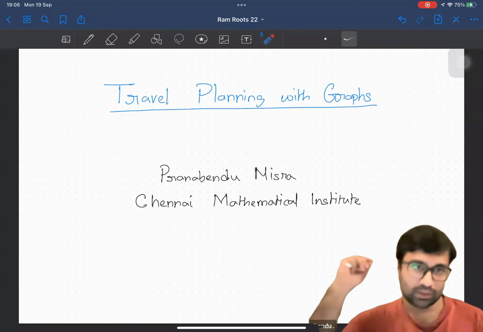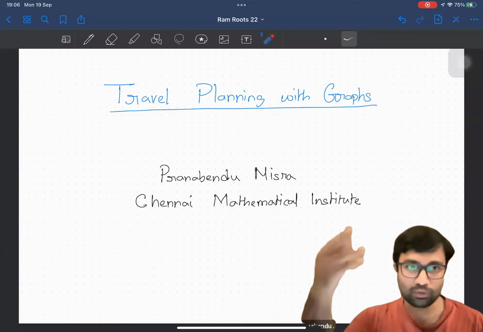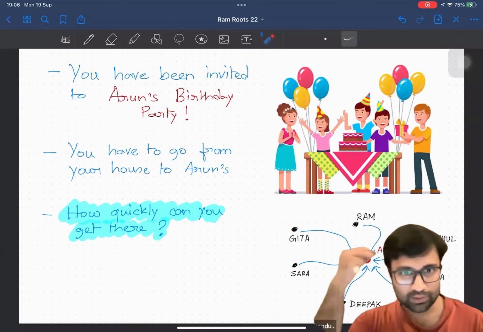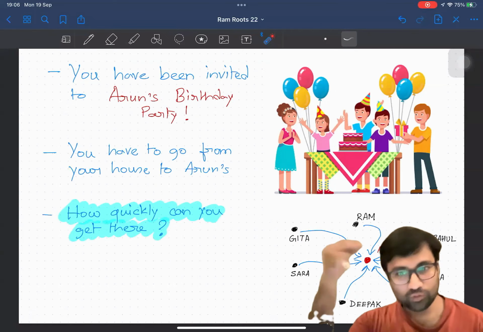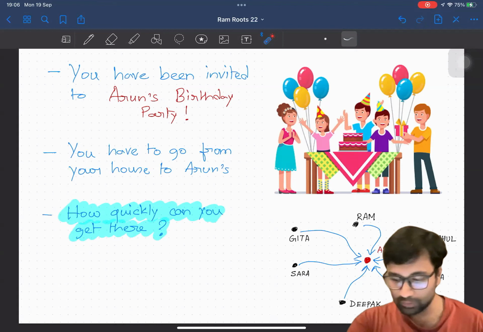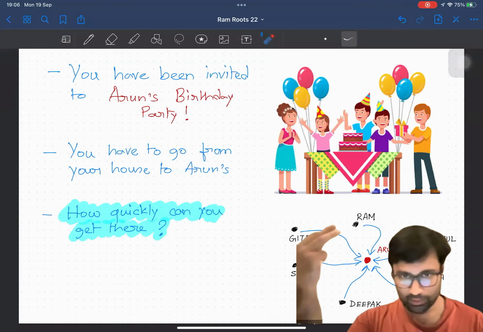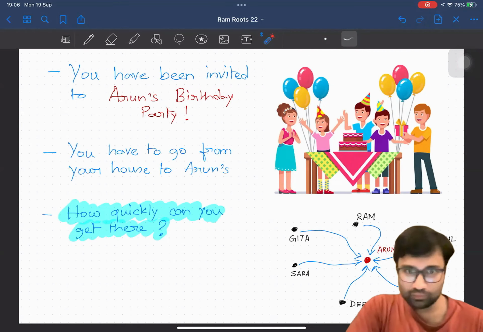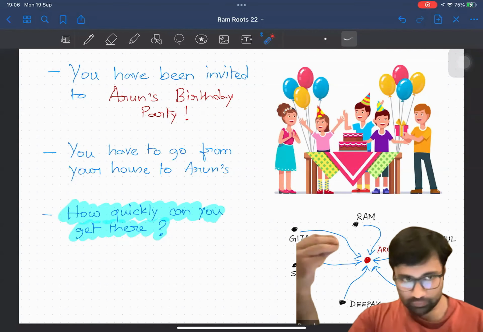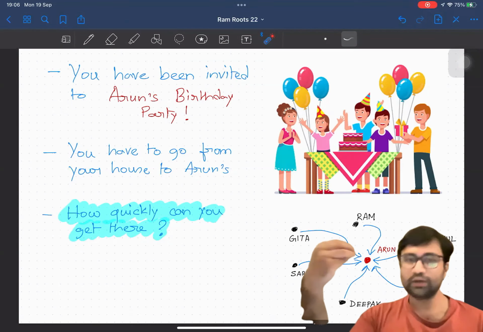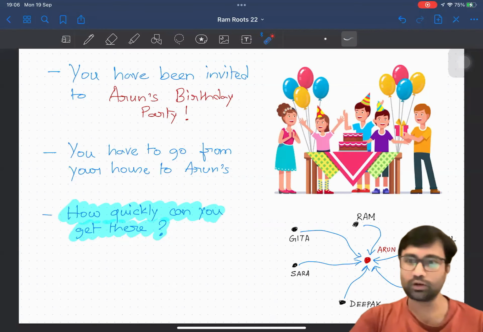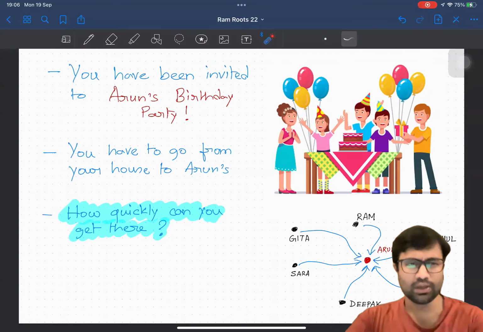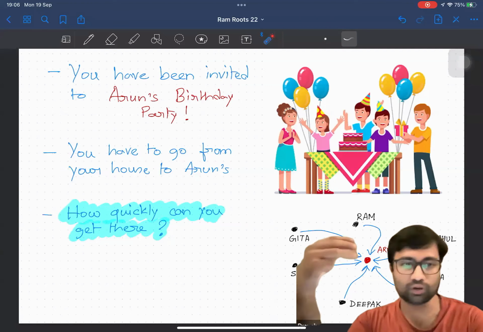So as I said, I'm going to talk about travel planning with graphs. Let's imagine a typical scenario. You have been invited to a birthday party. Maybe you have a friend called Arun who is having a birthday party, and other friends of Arun have been invited too. All these people have to get to Arun's house from their own houses. So the question is, how do you go from your house to Arun's house?